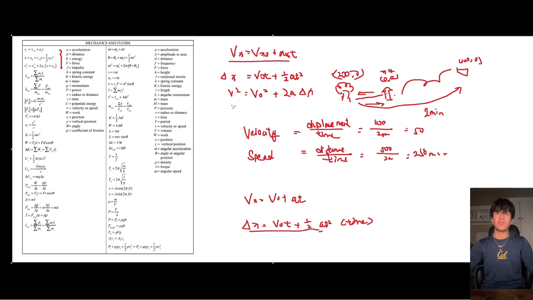The final equation doesn't involve time, and it only involves velocity and change in displacement. Your final velocity squared is your initial velocity squared plus 2 times acceleration times the change in your displacement. We use this equation when it asks you about displacement and only gives you final velocity, or you can only find the acceleration. Use this one, since there's no time. So that concludes almost all of kinematics.